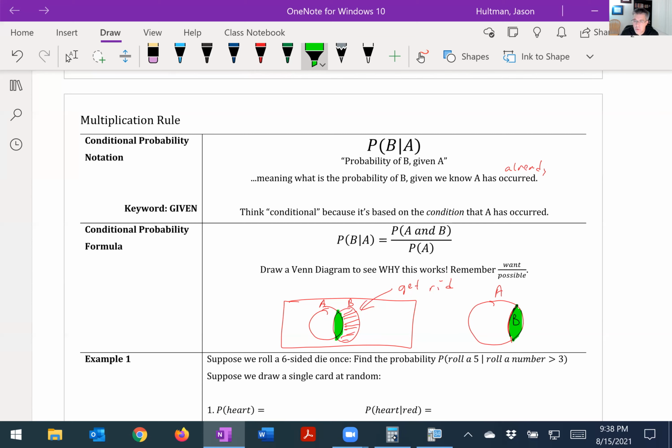We don't care about the probability of B occurring without A, because we're saying that A happens first. We've already selected the funny hat people, and now we want to know the blue-eyed people inside the funny hat people. We don't care about the blue-eyed people that aren't wearing funny hats. So we're getting rid of all the not A. It has to be in A.